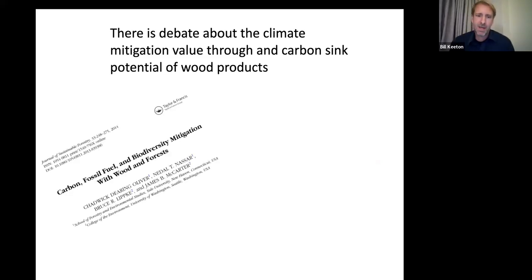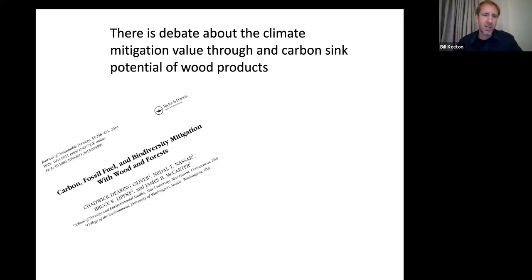Okay, so that brings me to this. So now we're going to really take that deep dive into durable wood products. So as with the others, passive management, even reforestation, durable wood products is controversial as well.